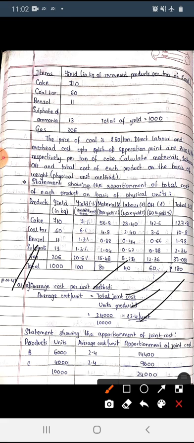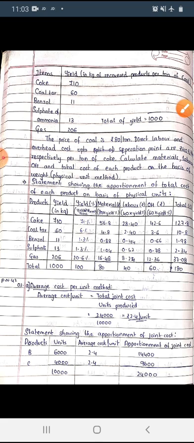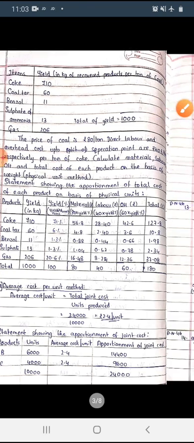Now the statement showing the apportionment of joint cost is very easy. Products B and C, units B 6,000, C 4,000, average cost per unit 2.4 and 2.4. Apportionment of joint cost: 6,000 into 2.4 is 14,400, and 4,000 into 2.4 equals 9,600. Total 24,000. That is the apportionment of joint cost, that is over, right? And profit. We need to find out the profit under both methods also.